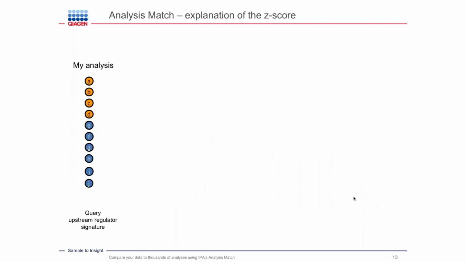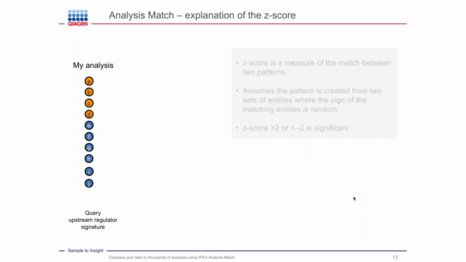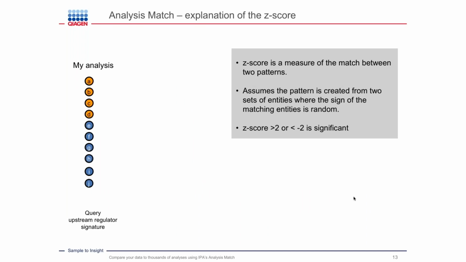So again, we're using the z-score, and it's going to be a measure of the matching of the molecules or those biological attributes that are associated with some entity between the analyses. So we're assuming that the pattern is created from 2 sets of entities where the sign of the matching entities is random. Here, we're using an absolute value of 2. So a z-score that's greater than 2 or less than -2 is statistically significant. Over here, I have a very simple little cartoon that shows 10 different upstream regulators. Each upstream regulator is represented by a circle, and we're using the same color coding: orange for activated upstream regulators and blue for inhibited.